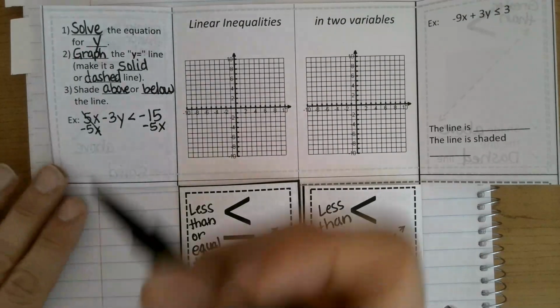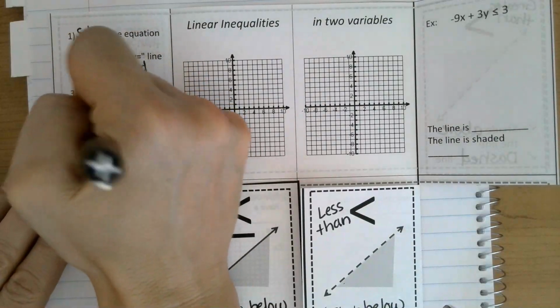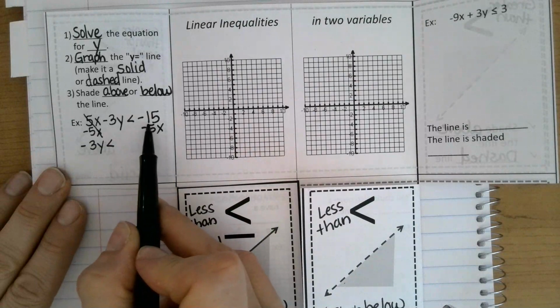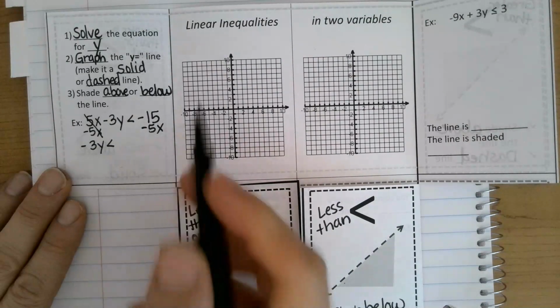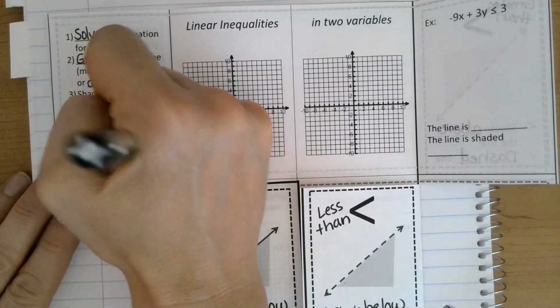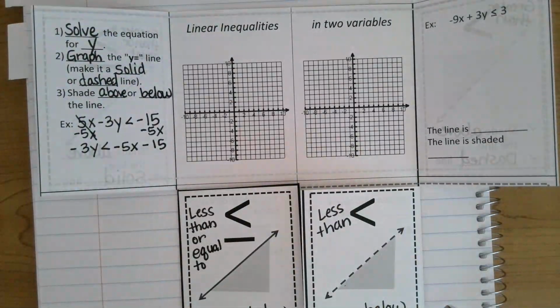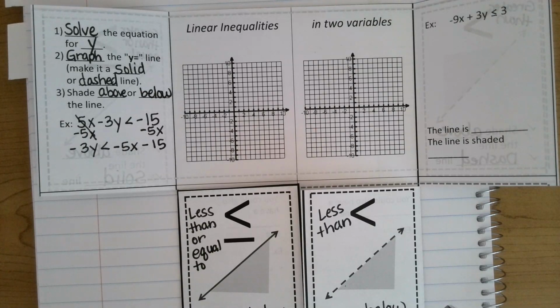All right, then we would rewrite it: negative 3y is less than, again, it doesn't matter, you can put negative 15 minus 5x, but I like to put negative 5x minus 15. So don't ever combine those. One has a variable and one doesn't, so we have to keep them separate.